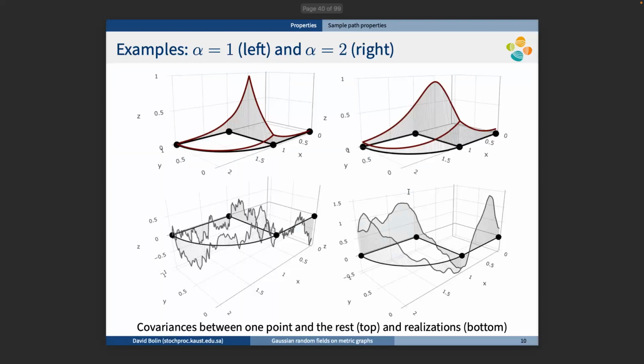And here you can see two examples of this process. So here we have a simple graph with just 4 edges and 4 vertices. And to the left, you see a simulation in the bottom of this model with alpha equal to 1. And to the right, you have a model with alpha equal to 2 that should be smoother theoretically, and it also looks like you have smoother sample paths in this case. And in the top, you see the corresponding covariance function. So this is showing the covariance between one point, the midpoint of that middle edge, the covariance between the process at that location and all other locations in the graph.